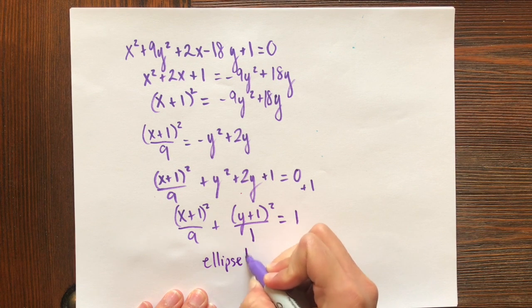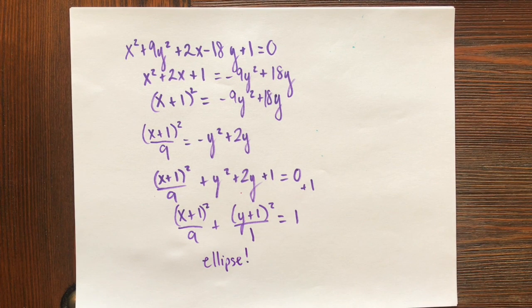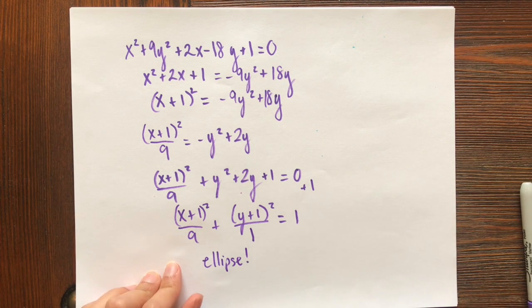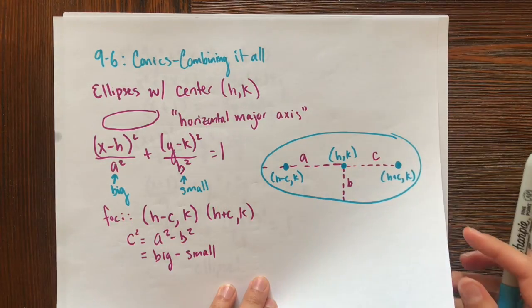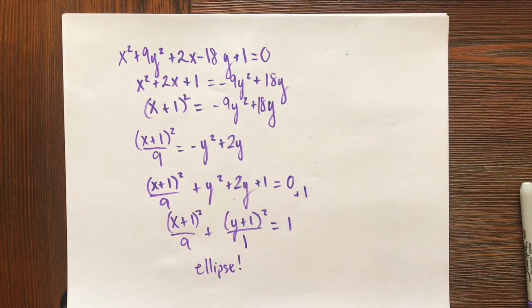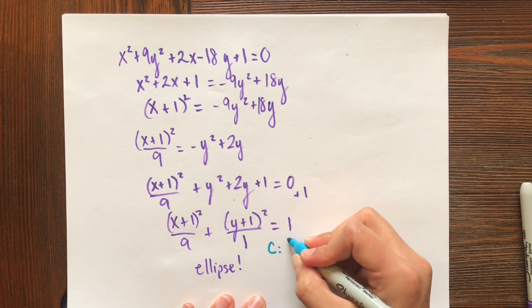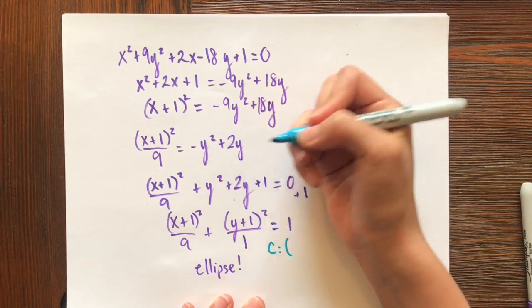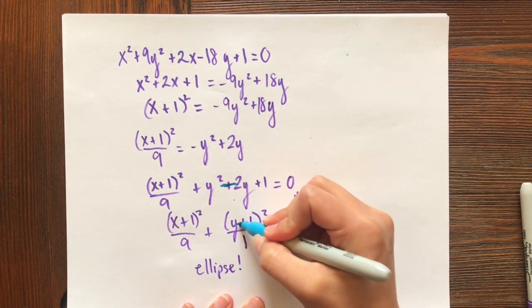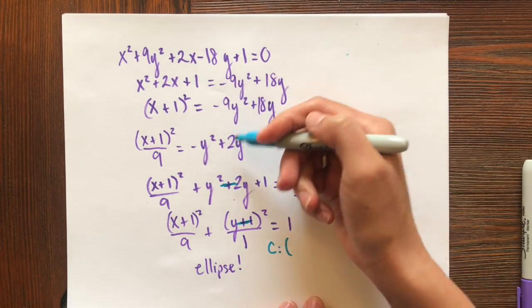This is an ellipse, right, because I have a plus sign in between the x plus 1 squared over 9 and the y minus 1 squared over 1. And I also know that it's this kind of ellipse, right? I have a bigger number underneath my x, which means it has a horizontal major axis, or it's longer in the x direction. Okay, so here you see that I'm going to finally correct that. It should be minus 2y and then y minus 1, because when I brought that 2y over, it should have been negative 2y.